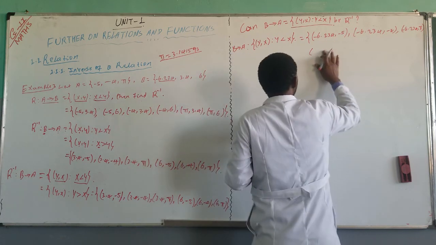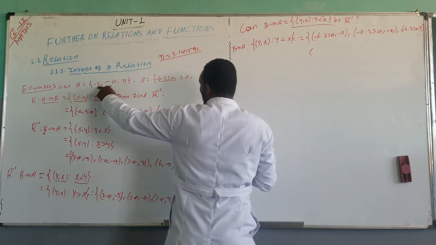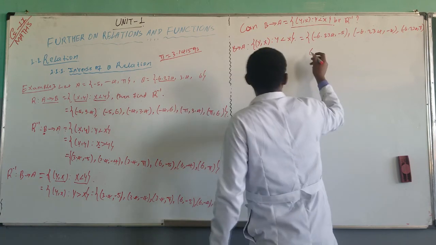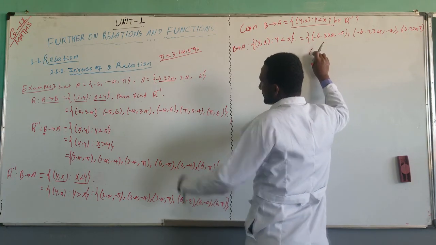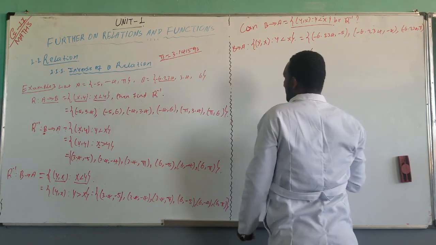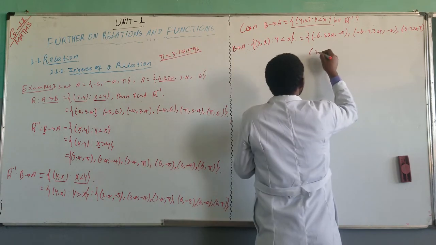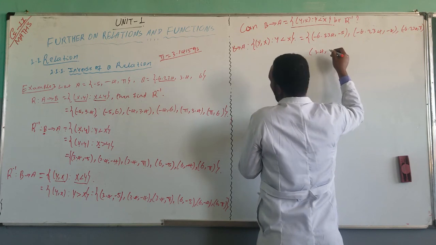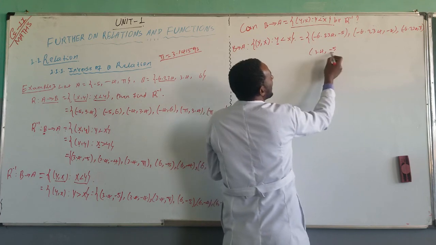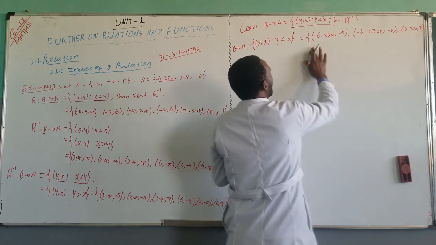Therefore, we can't take 3.4 as the first entry and an element in A as the second entry, because all elements in A are less than 3.4. For example, when we say 3.4 comma negative 5, 3.4 is not less than negative 5. Therefore we cannot say 3.4 comma 5.